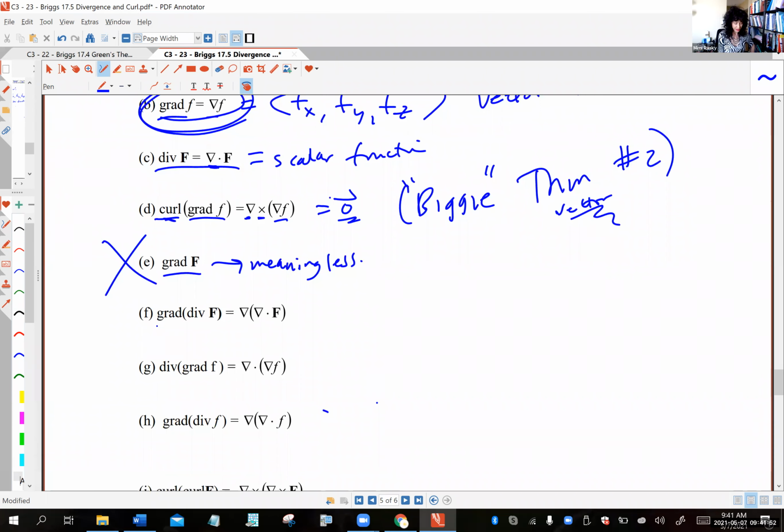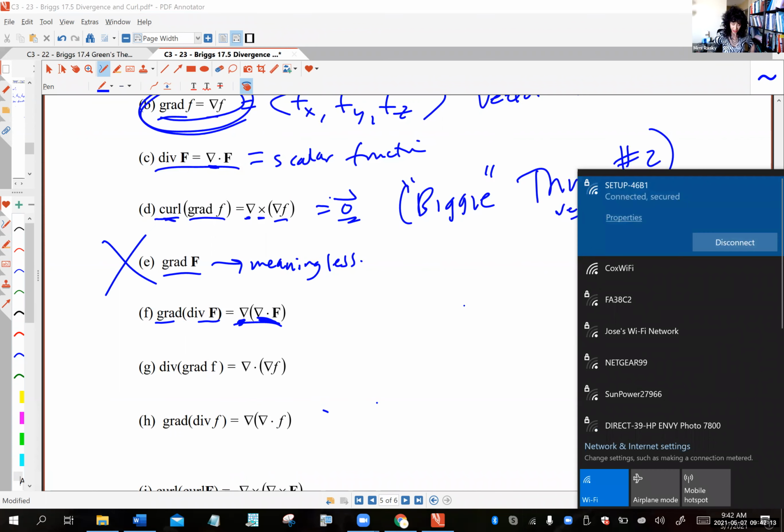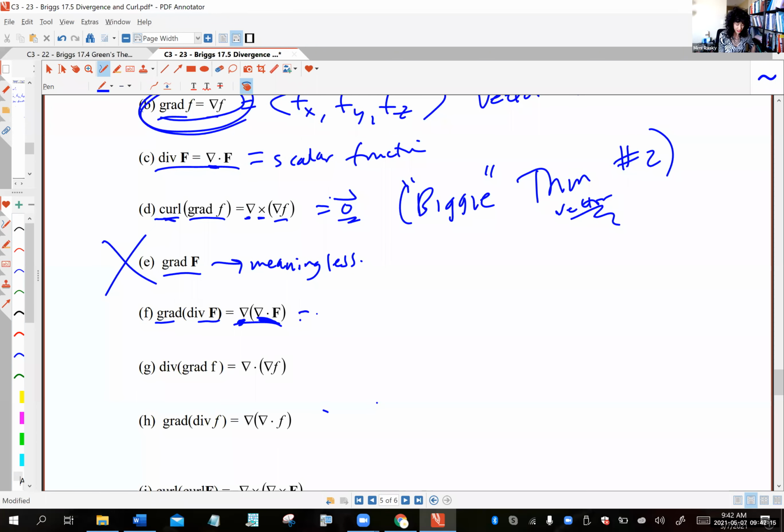Okay, what about letter F? Can you take the gradient of a divergence of a vector field? So if I use little triangles here, I've got the gradient of this dot product. Letter F. And I claim it's meaningful. It's totally okay. Really? Yeah. You're just taking the gradient of this scalar function, which has a special look to it.